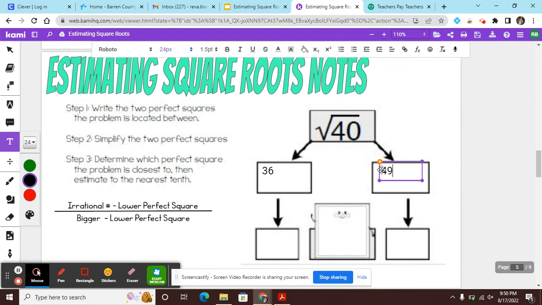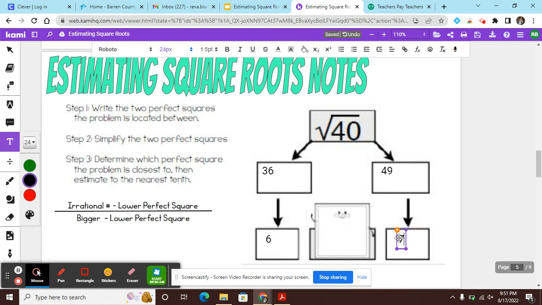And what we're going to do next, we're following step two. We're simplifying the perfect squares. So the square root of 36 is 6. The square root of 49 is 7. Okay. So now we're going to do the next step.